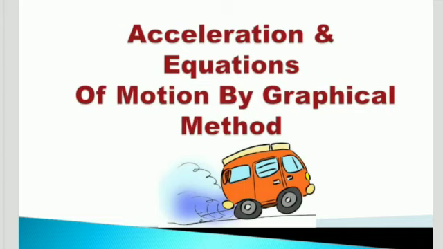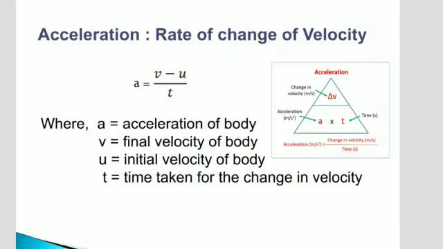So, today we are going to learn about acceleration of a body and equations of motion by the graphical method. Acceleration is the rate of change of velocity. The definition of acceleration of a body is the rate of change of its velocity with time. Its SI unit is meter per second square and the formula is a equal to v minus u over t, where a is acceleration of the body, v is final velocity, u is initial velocity, and t is time taken for the change in velocity.